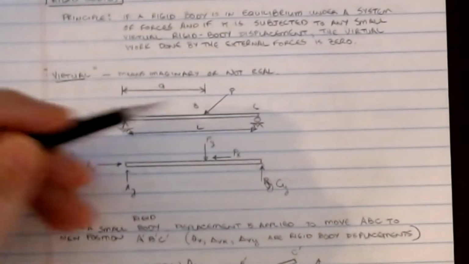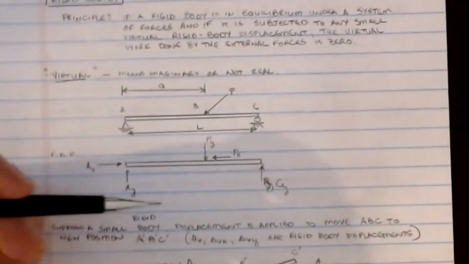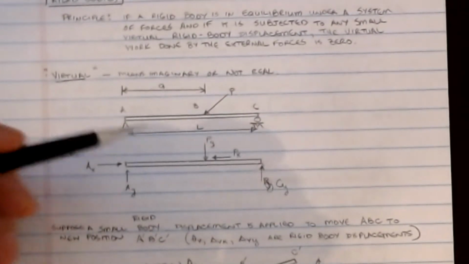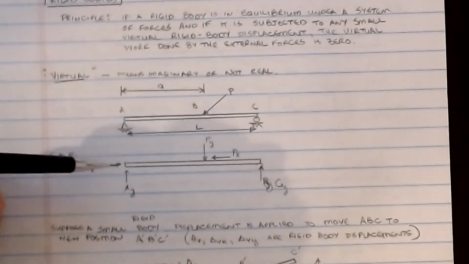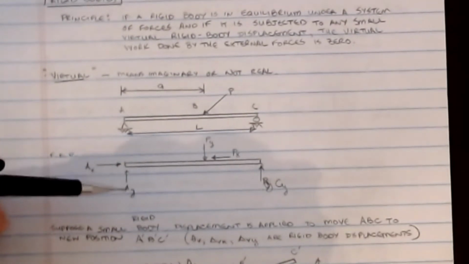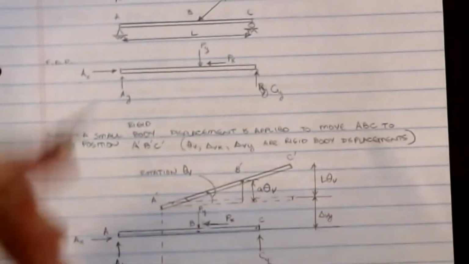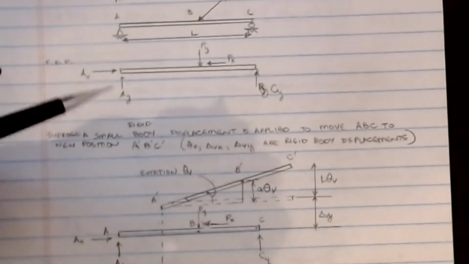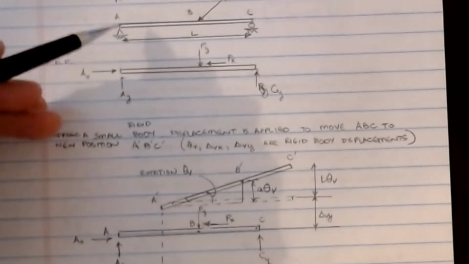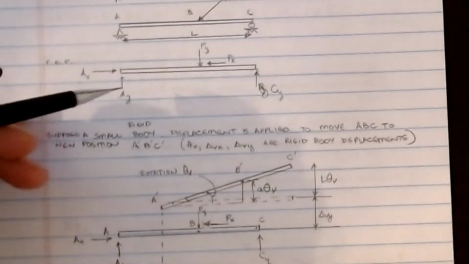Now, this doesn't have any concentrated moments on it. We're just looking at loads and displacements for what happens there. Now, if we look at the behavior of a rigid body in space due to all of these loads, we can see a couple of things. Suppose that a small rigid body displacement is applied such that we can move our beam A, B, C to some new location.